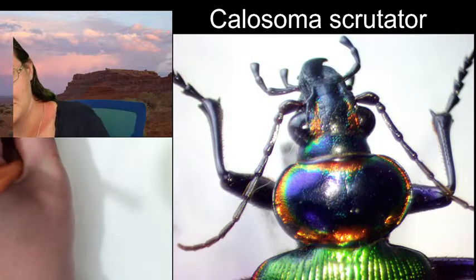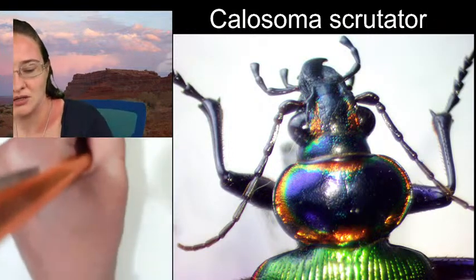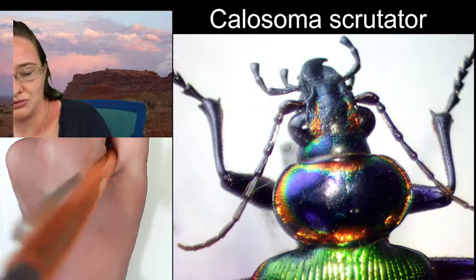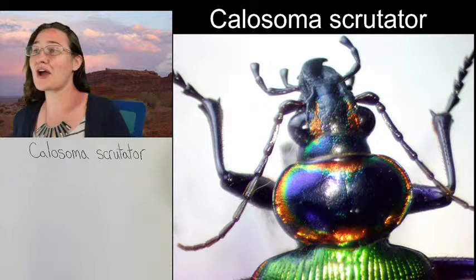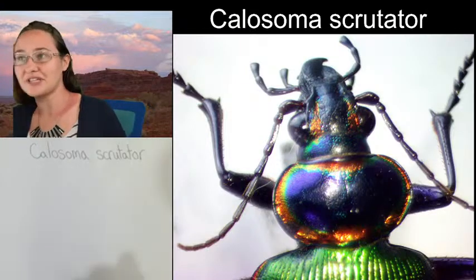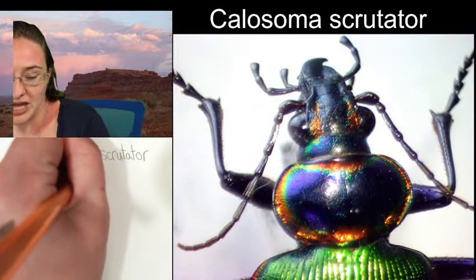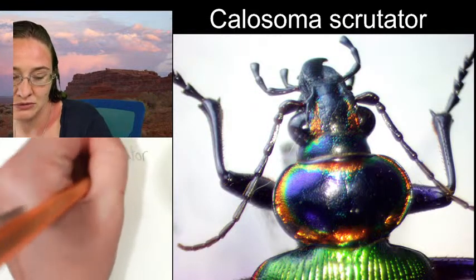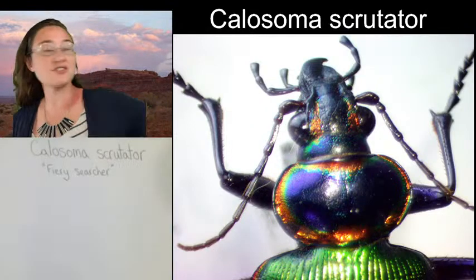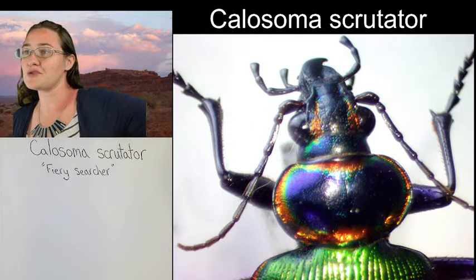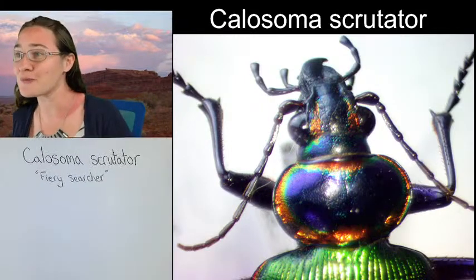Alright, so Calosoma scrutator. And for Calosoma scrutator, the common name is going to be Fiery Searcher. So if you want, you can also label that on your paper. These are specialist feeders. Calosoma scrutator is a specialist feeder on caterpillars.